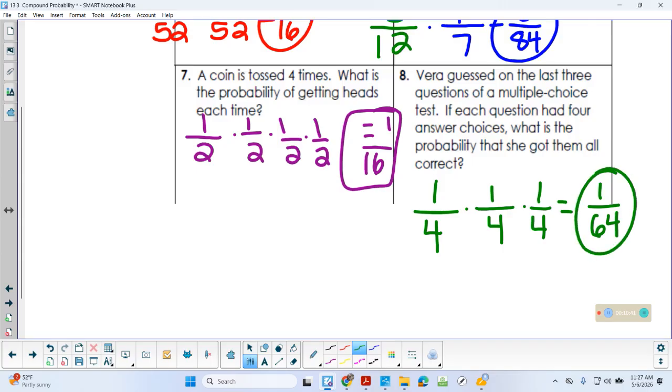Because think about this. If you're guessing on questions on a test, is the probability you're getting them right kind of low? I feel like if you do the percent on that, which I did, it's 1.6%. I was like, yeah, that tracks. It's kind of low.